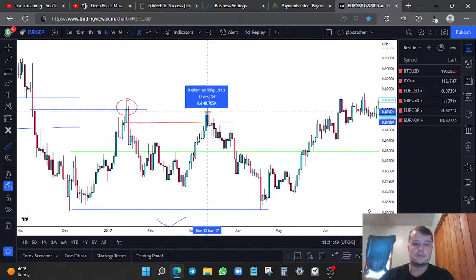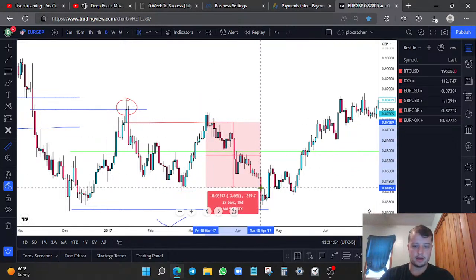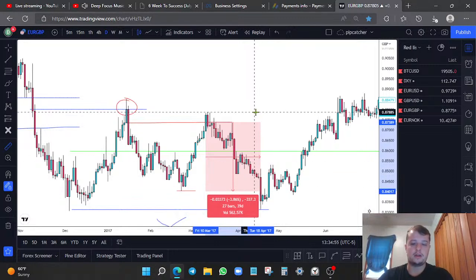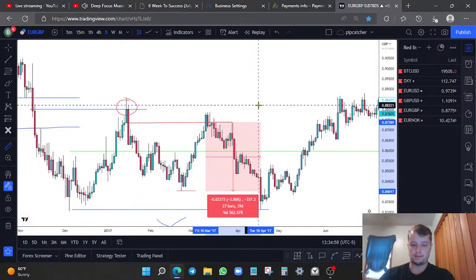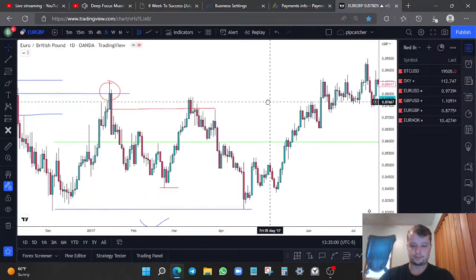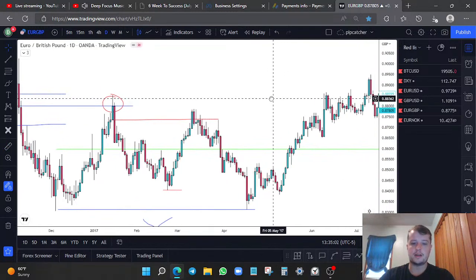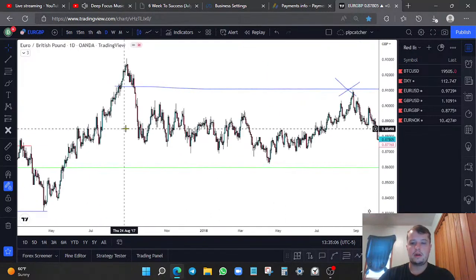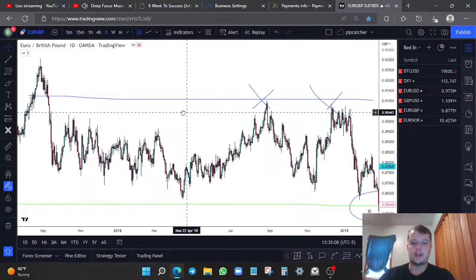Say you're buying here, or excuse me, selling here, 337 pips, 340 pips or so. Not a bad setup at all. Let's go to our next weekly area.